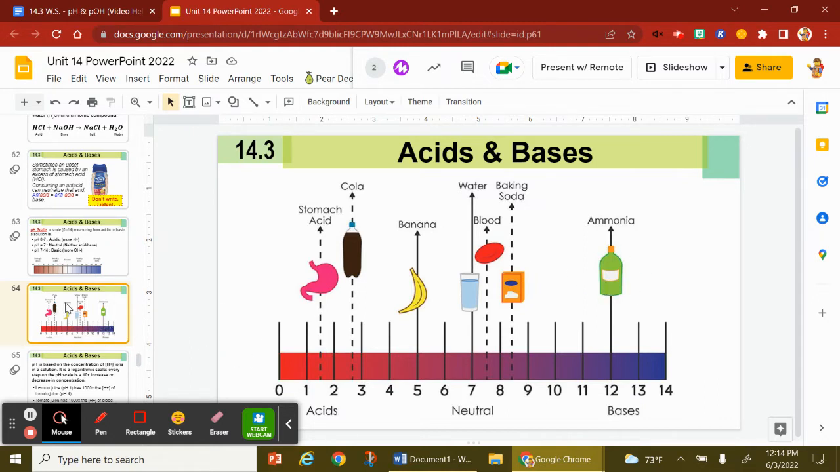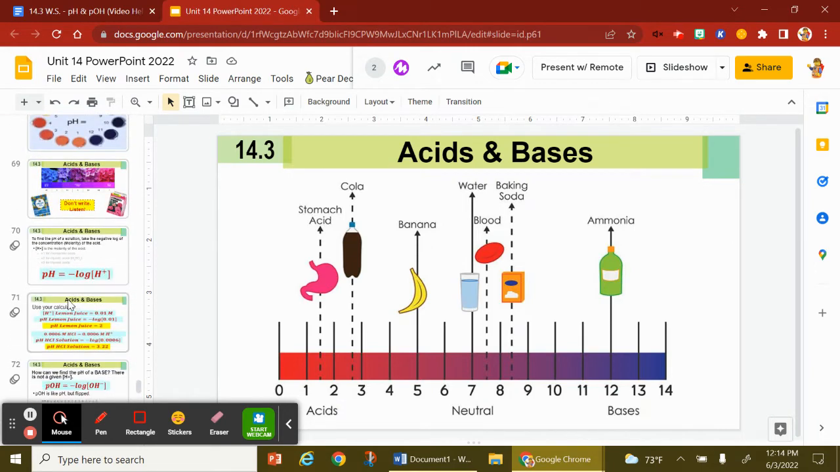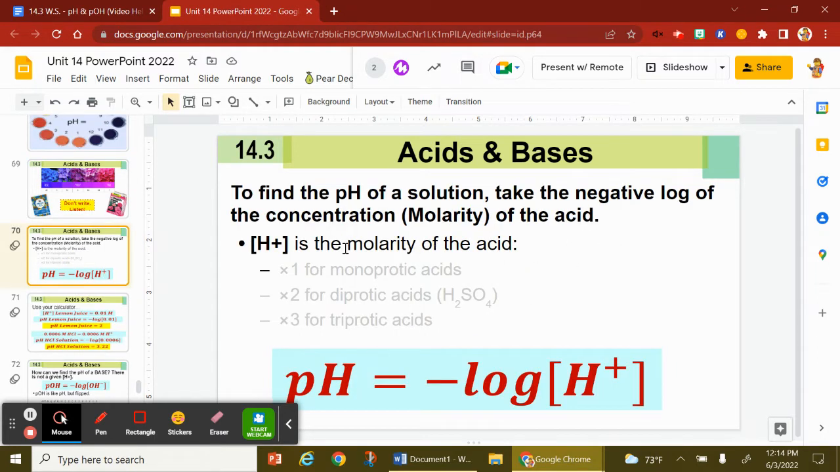And so the way that we find out how acidic or basic something is, we take the pH. The pH, the power of hydrogen, how acidic something is, is equal to the negative log of the concentration of the acid. Now, you might be like, Mr. Gucci, what the heck is log?